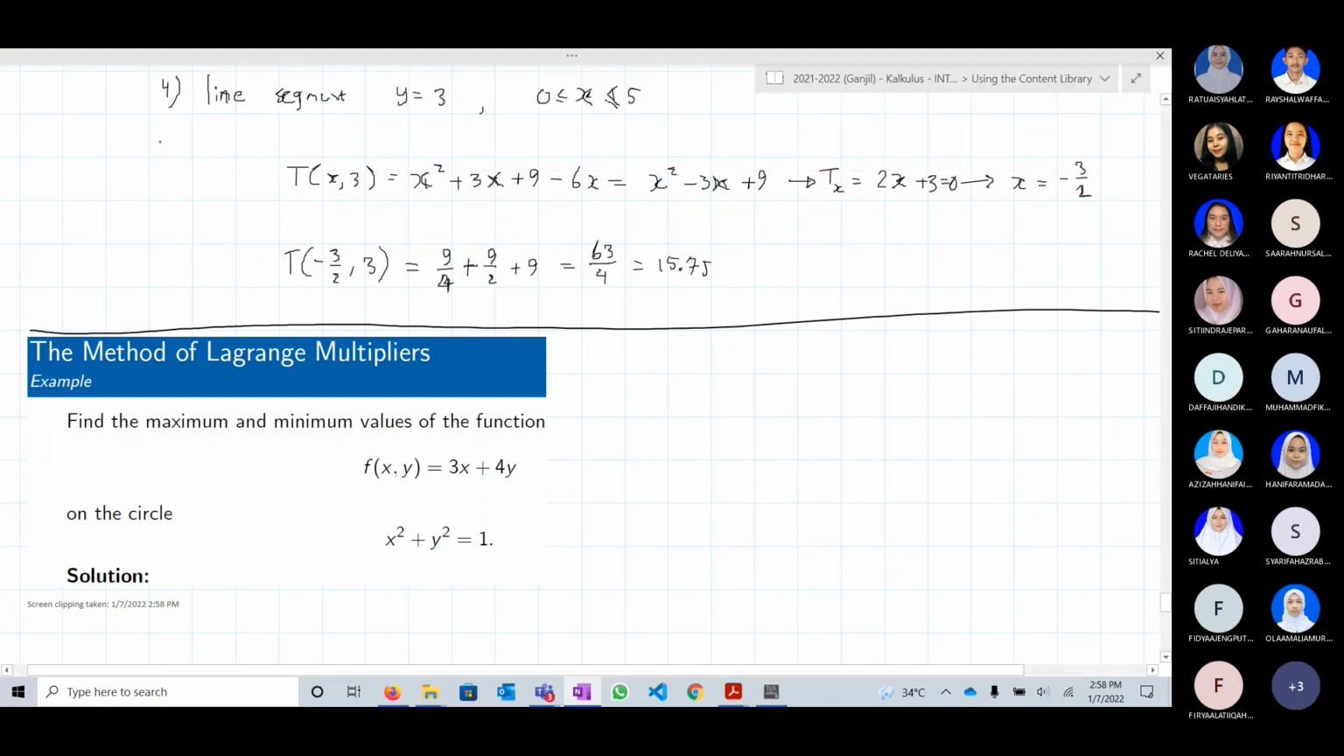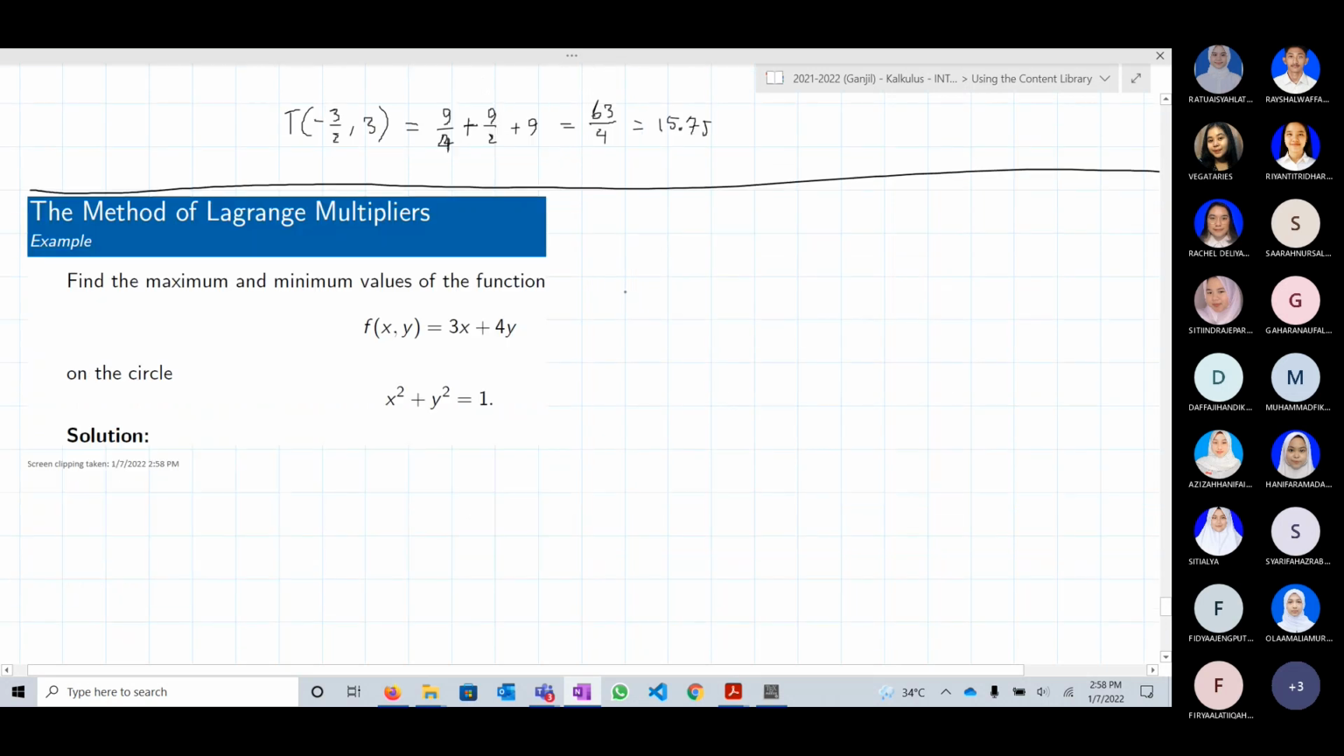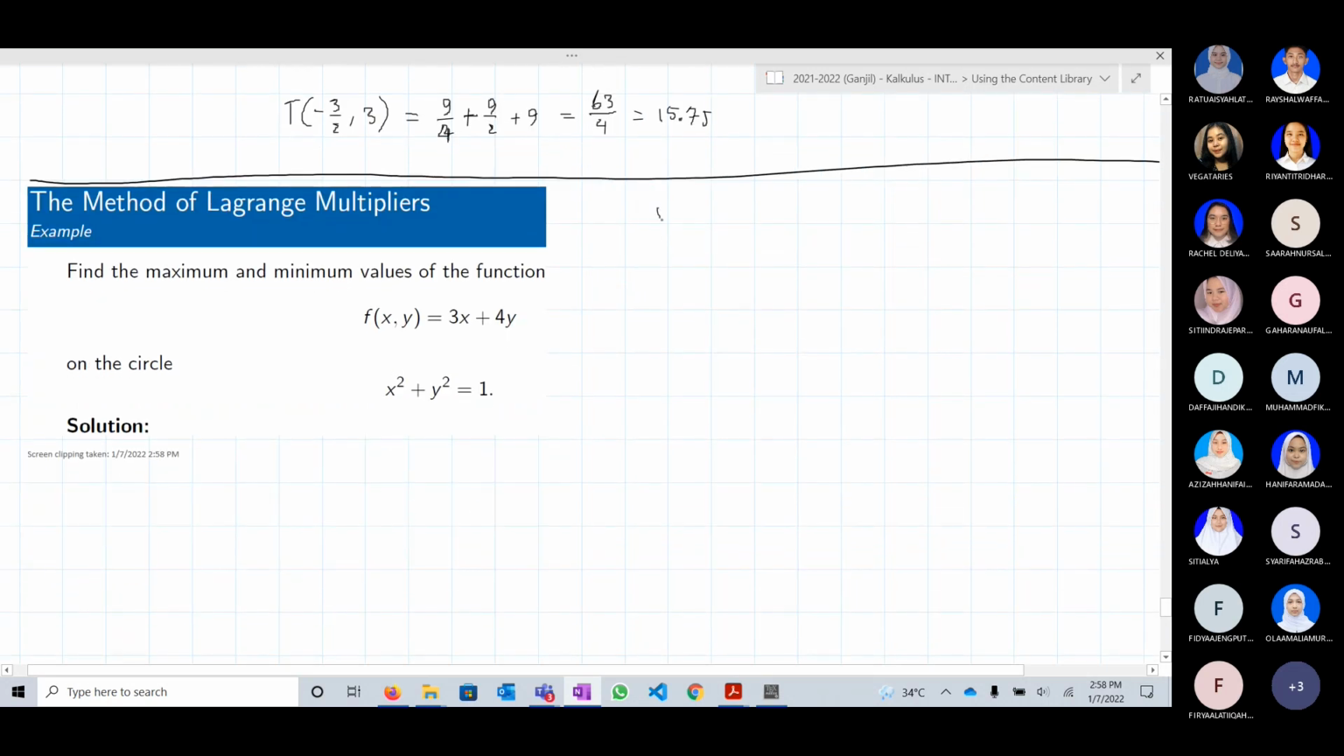So for this example, first remember that we need to construct this grad f equals to lambda grad g and g equal to 0. Yeah, these two must be satisfied. So in this case, we have that g x comma y is equal to x squared plus y squared minus 1.